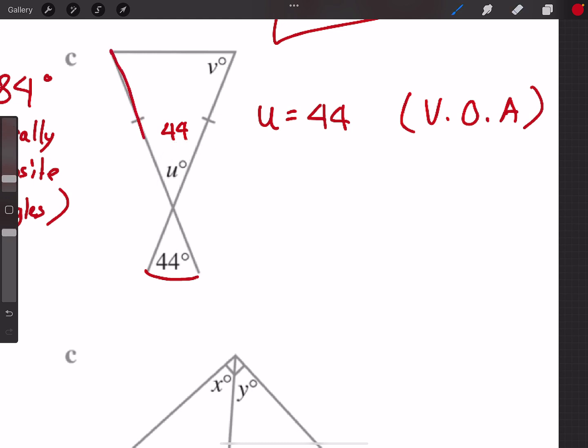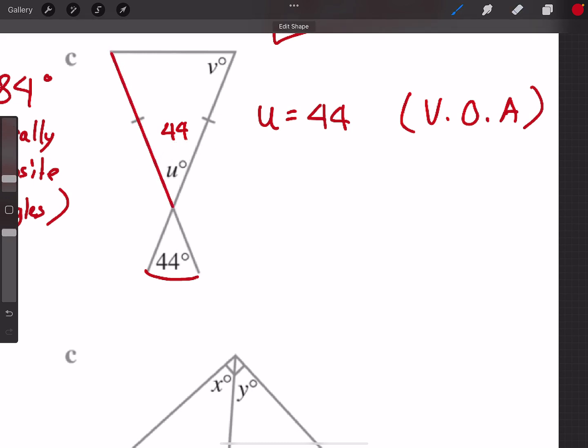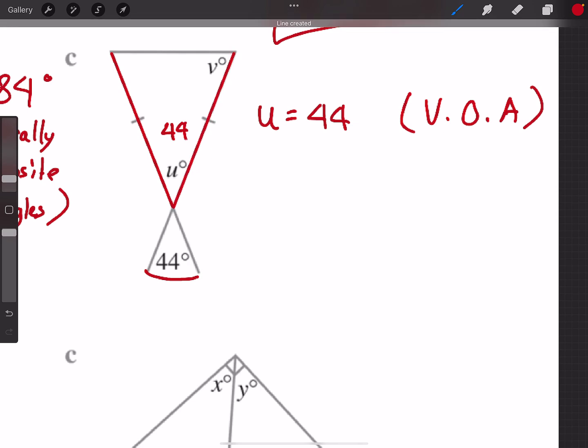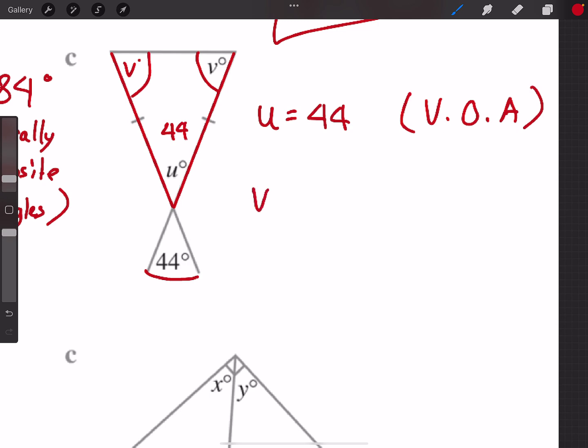What kind of triangle is it? Where you have two sides that are equal. This is called an isosceles triangle, right? So if that's V, this must also be V. So you've got V plus V plus 44 is equal to 180 degrees. Angle sum of a triangle.